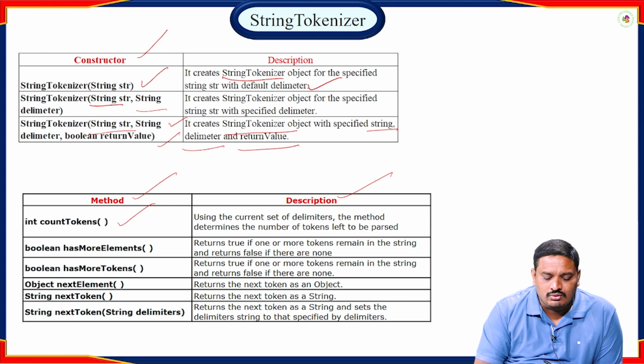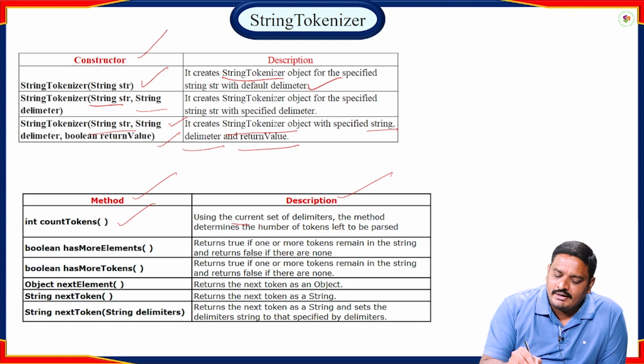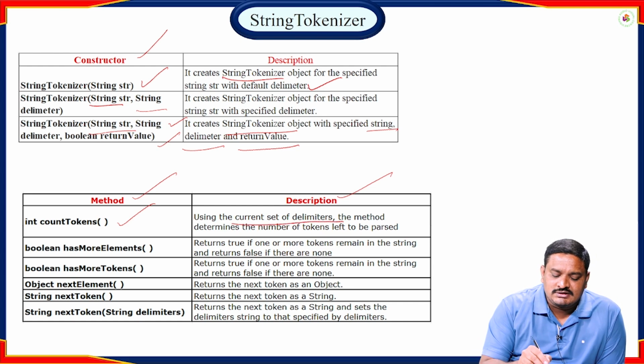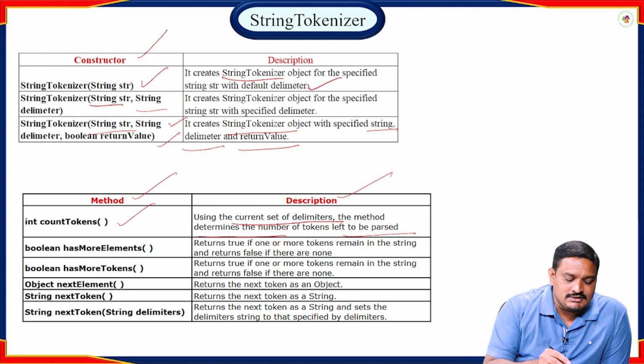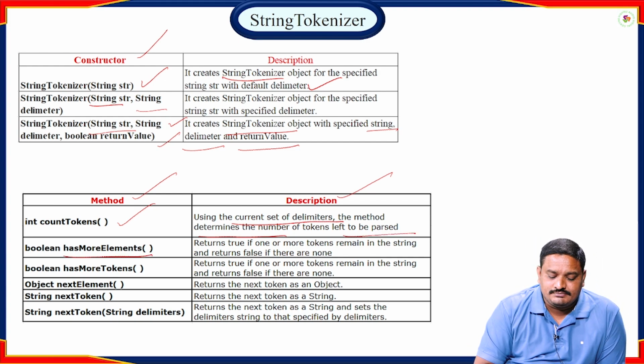What is the meaning of the countTokens method? It counts the tokens using the current set of delimiters. This method can determine the number of tokens left to be parsed. The second method is hasMoreElements.